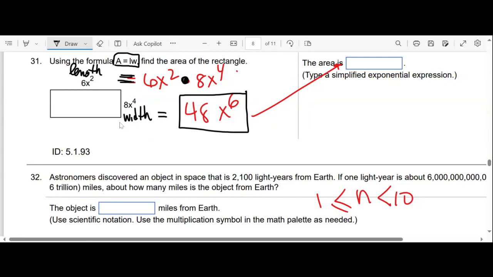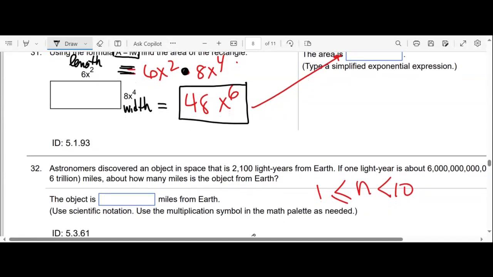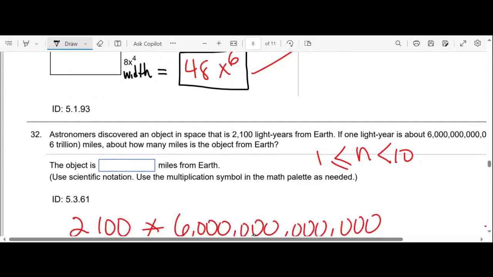An astronomer discovered an object in space that is 2100 light years from Earth. 1 light year is about 6 trillion miles. About how many miles is the object from Earth? Do you understand this? Yes. Bilal, what does this mean? Which question? This one? Read and understand. You don't understand?